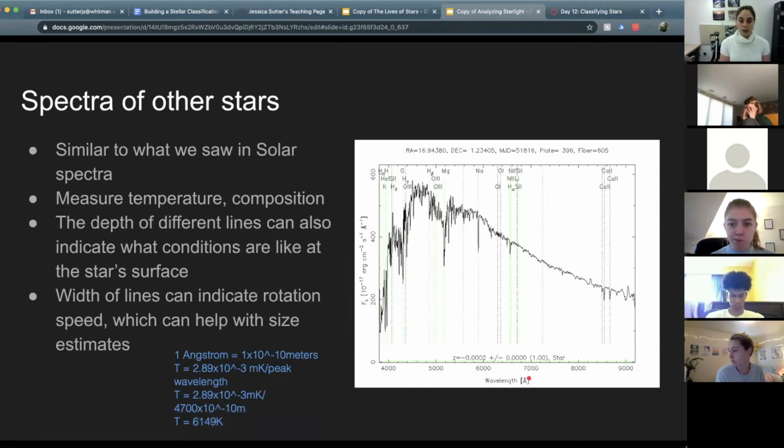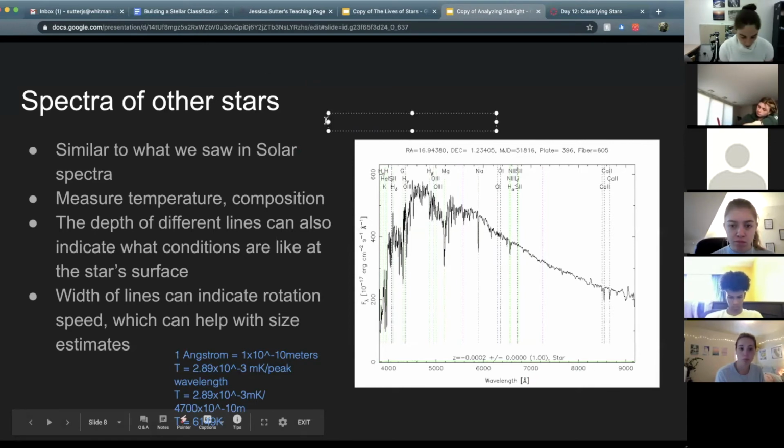So 1 nanometer is 10 to the minus 9 meters. So 1 nanometer is equal to 1 times 10 to the power of negative 9 meters. So those are just some useful conversion factors.